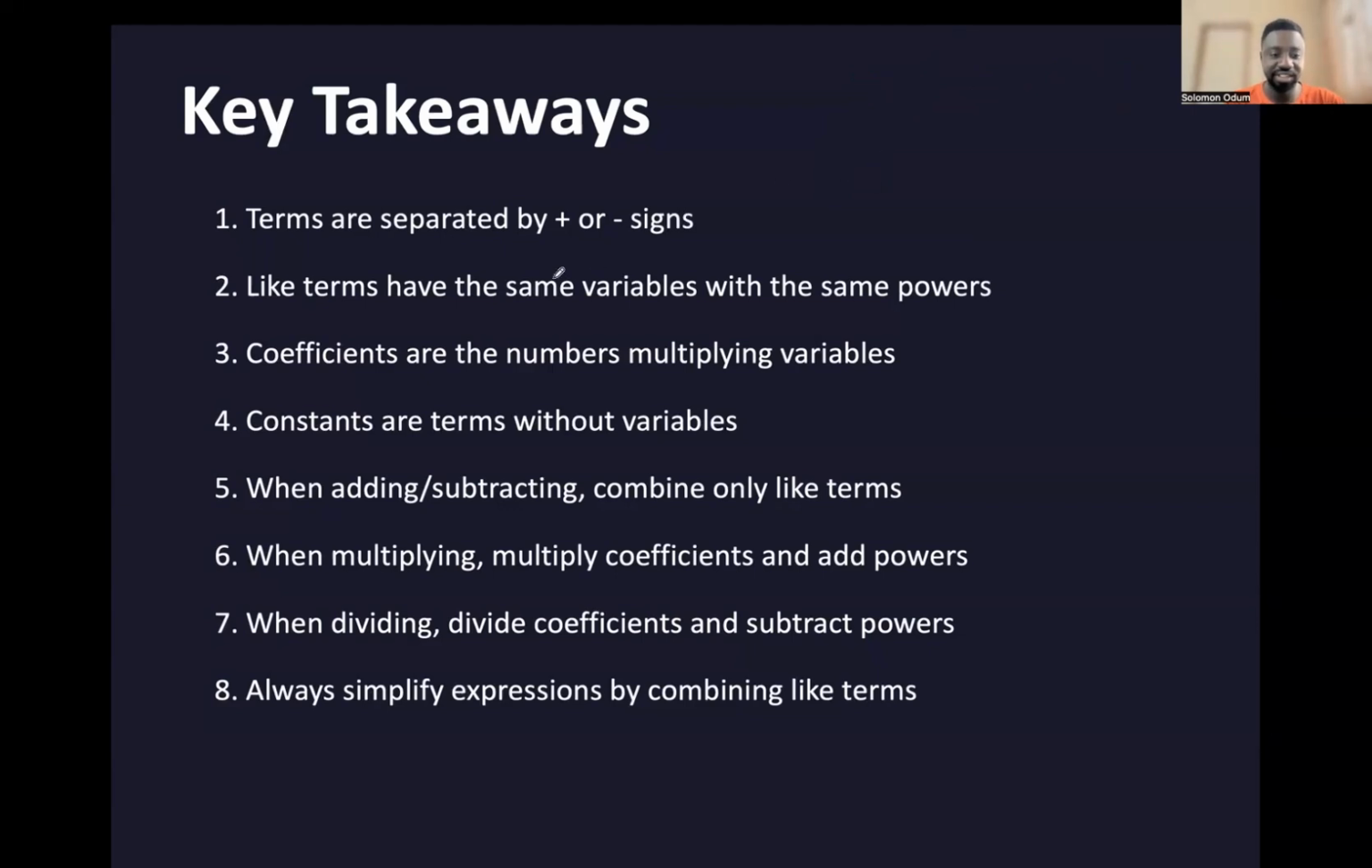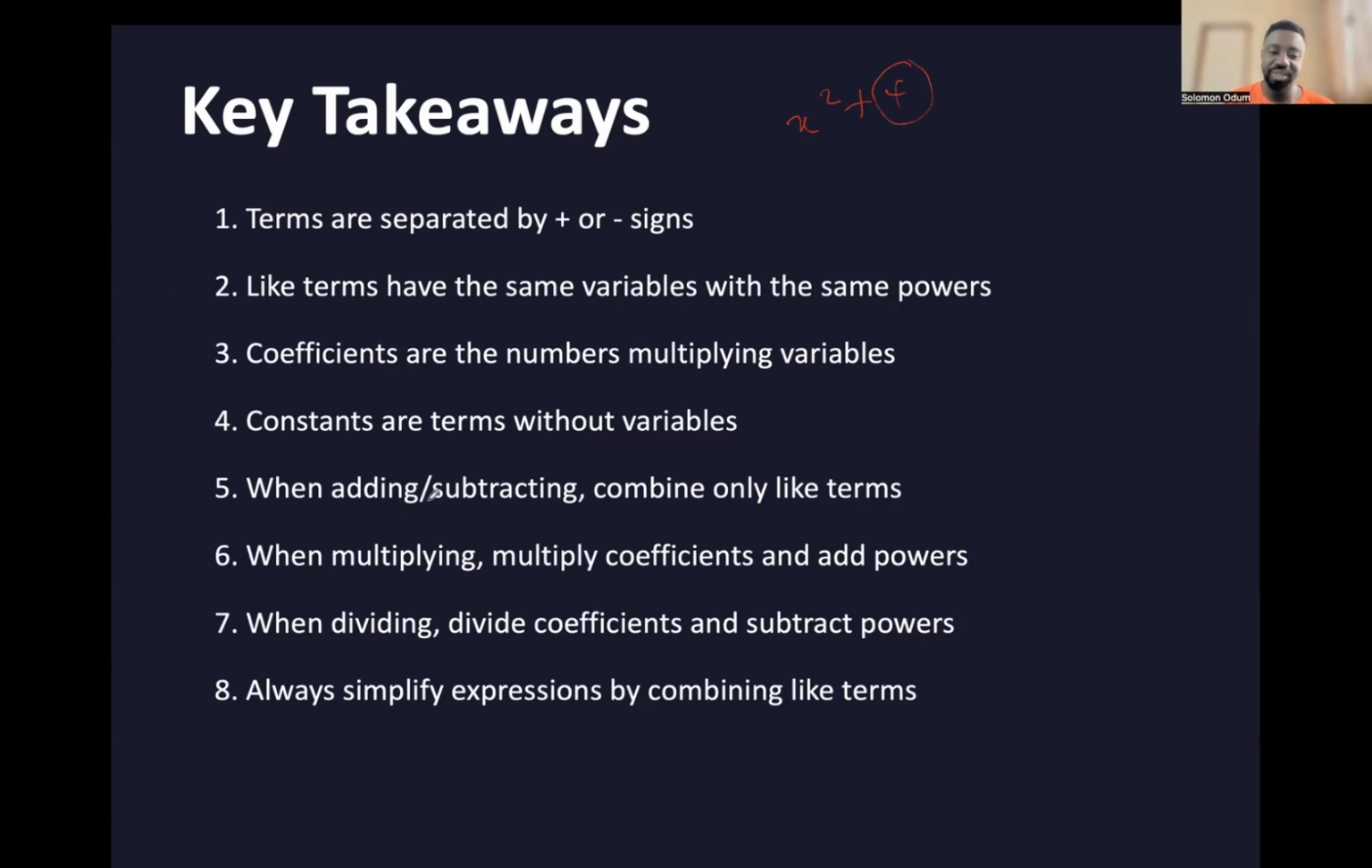Next thing is coefficients are the numbers multiplying variables. If we have a variable term like 4x, it means 4 is multiplying x. This is the coefficient, and x is a variable, a letter. Now, constants are terms without variables. For example, x squared plus 4: 4 is a constant, it has no variable.